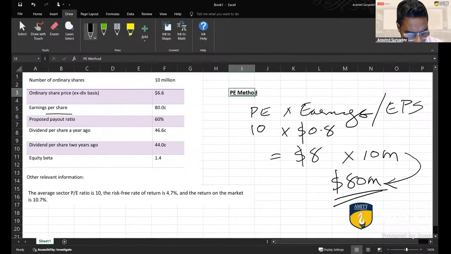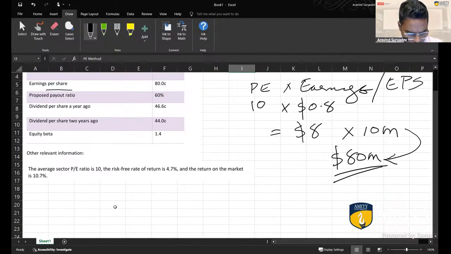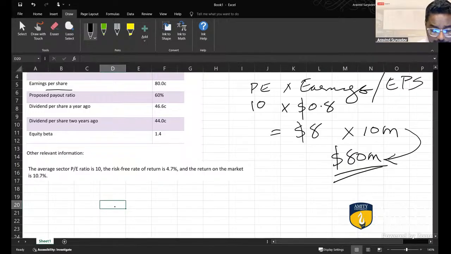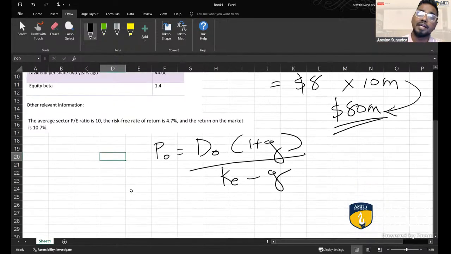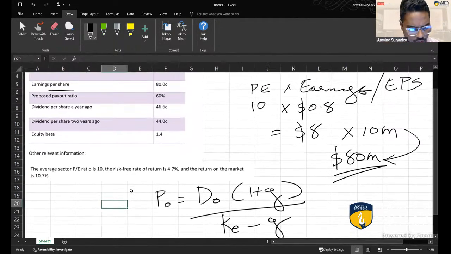For the dividend growth model, we will have to use the formula that was based on the perpetuities formula. That is, P0 is equal to D0 into 1 plus g divided by KE minus g. KE minus g is the rate of return minus the growth rate, which is from the perpetuity formula. Here, cost of equity is the return rate required. That is why it's KE. Now, let's take into account what the dividend would be.